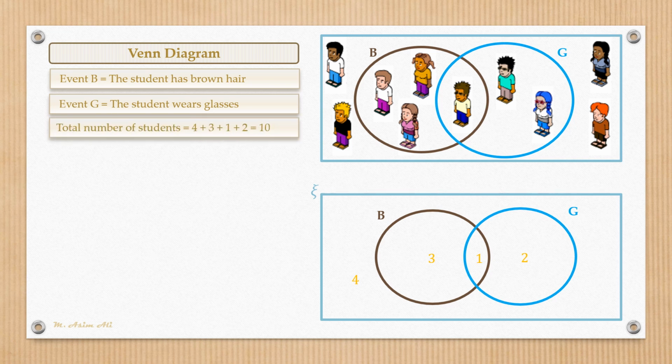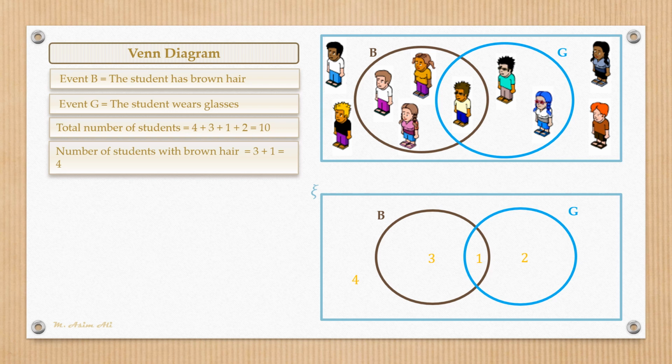So we can calculate the total number of students, or total number of elements or items, by adding all of the numbers in various regions. So 4 plus 3 plus 1 plus 2 will give us the total number of elements in the universal set, which is 10 here.